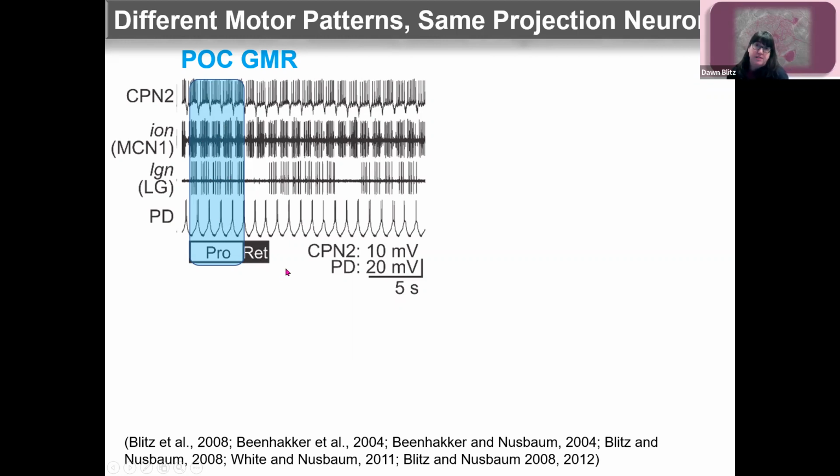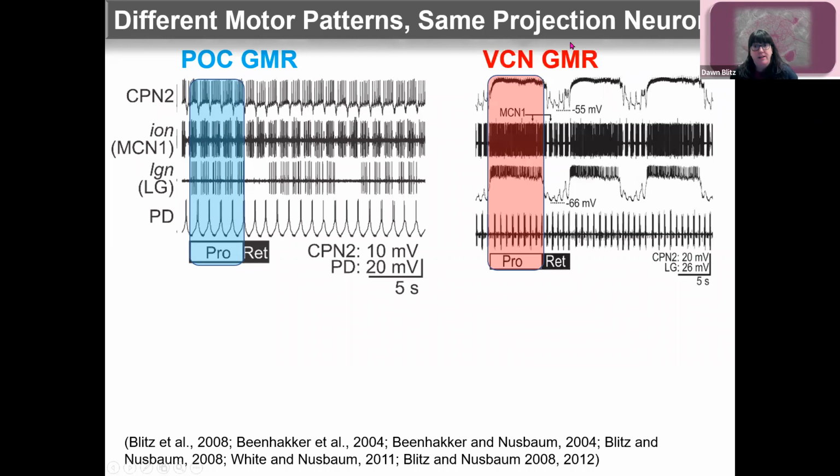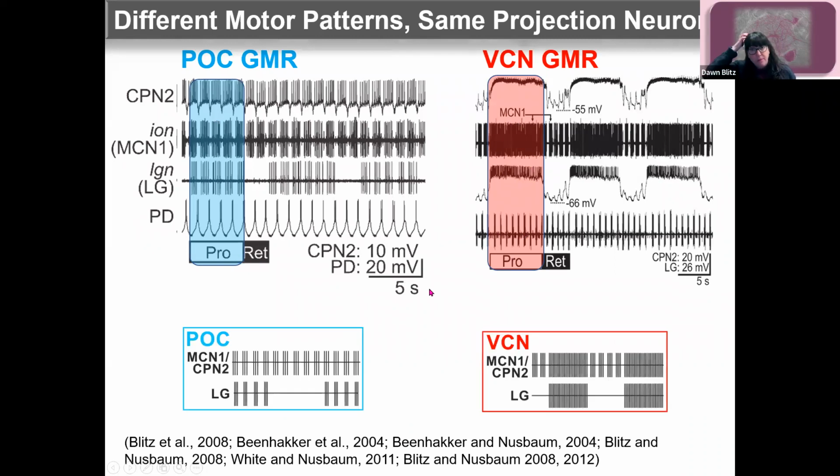And this distinguishes it from the other version, the VCN gastric mill rhythm, because in this case, although during retraction, so in between the LG bursts, MCN1 and CPN2 do have pyloric timing, during the LG burst, which is the protraction phase, the LG neuron fires tonically, and so do the two projection neurons. Okay, so the key distinction is that they lose their pyloric timing during one phase of this VCN gastric mill rhythm. And I'm going to use these schematics going forward just as a reminder of which rhythm I'm talking about.